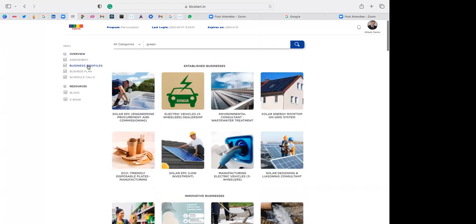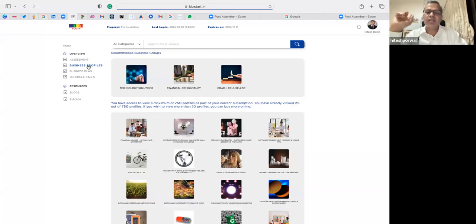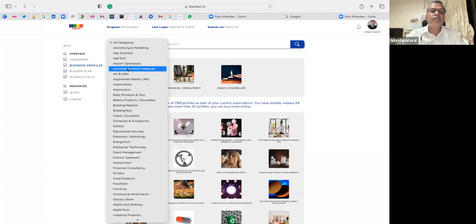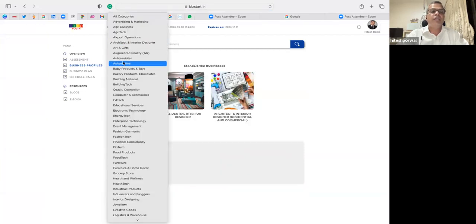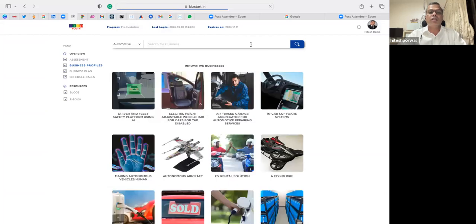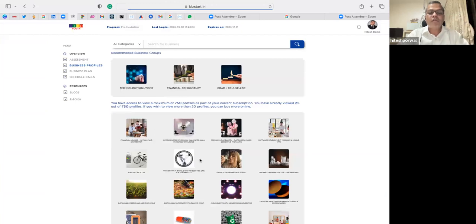Now, all of you can open only 25 profiles. You cannot open all 71. You can see the names, right? If you go into architect, interior designer, you'll see all these names. You get into automotive, you'll see all these names. But if you click one, that will get logged and you'll see the profiles which you have opened.